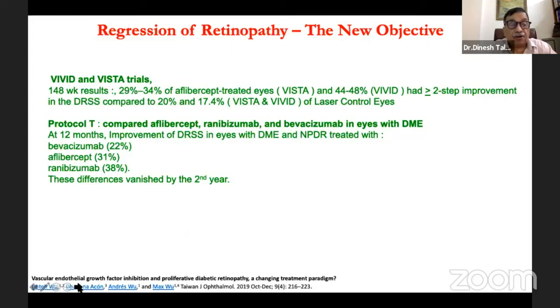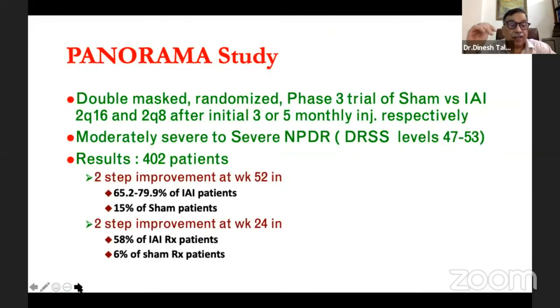The VIVID and VISTA trials again showed something similar, that you could regress diabetic retinopathy. Protocol T also showed that this could be achieved with all anti-VEGF agents. And finally, the Panorama study also showed a 2-step improvement. There they used aflibercept and showed that 66 to 79% of patients had a 2-step improvement in the DRSS scores at week 52.